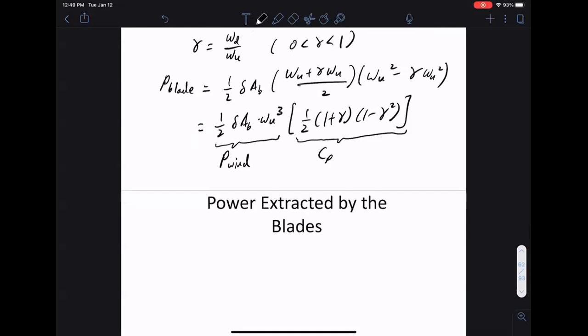All right, so let's look at this coefficient of performance. Right, this is 1/2 (1 plus gamma)(1 minus gamma squared). Okay, so this is our coefficient of performance. So let's check it for some value of gamma to see if this makes sense. Right, we got this by doing a bunch of algebraic manipulations. Then after we do these algebraic manipulations, the first thing we want to do is to plug in some numbers for gamma to see if this equation actually makes sense.